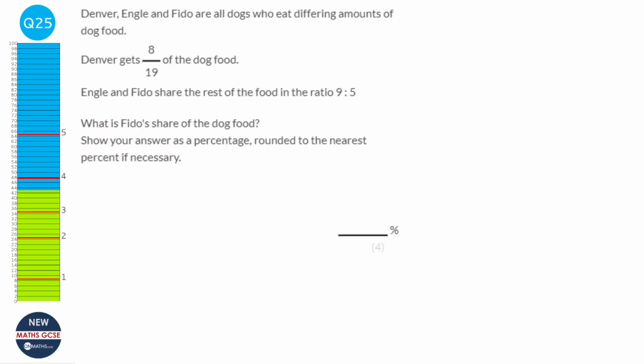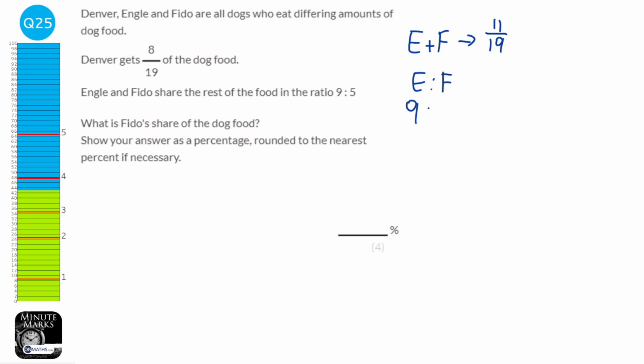The first piece of information I'm going to focus on is the fact Denver gets 8/19. Denver gets 8/19, that means that Engel and Fido together must get 11/19 because they have to add up to 1. So we're only looking at 11/19. I'm going to focus on the ratio next of Engel to Fido. So it's 9/5.